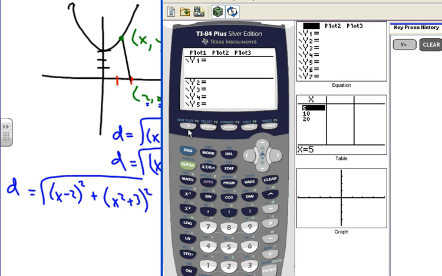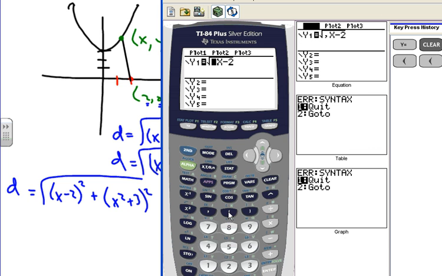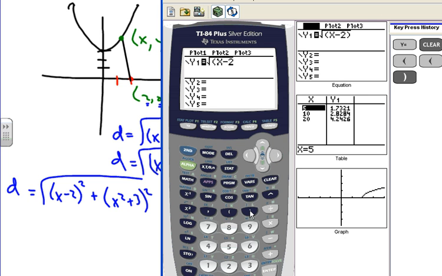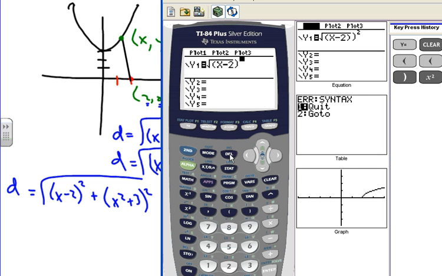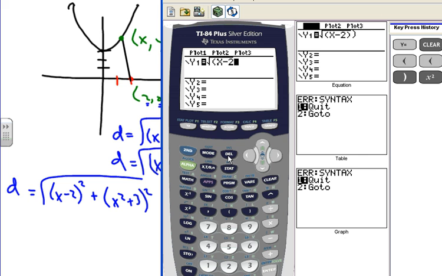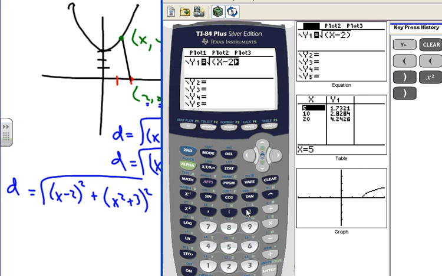So y equals, we're going to take the square root, and we'll put in here x minus 2. Oops, let's go back. There we go. That, and we're going to square it. What is going on here? Love technology, don't you? All right, there we go.